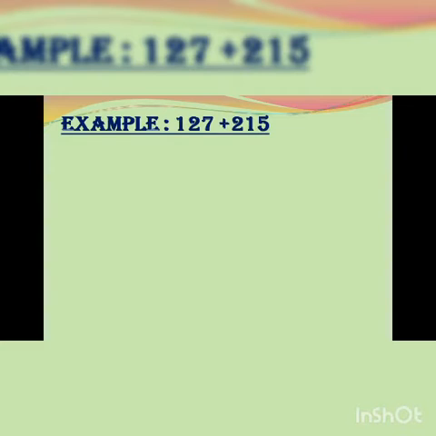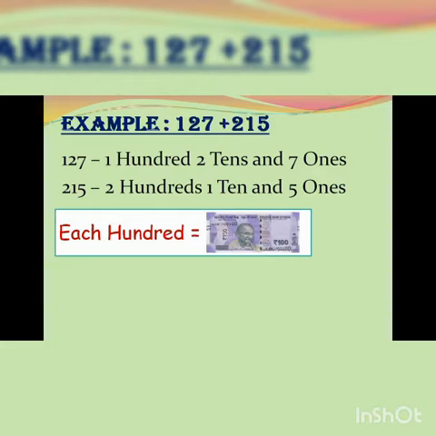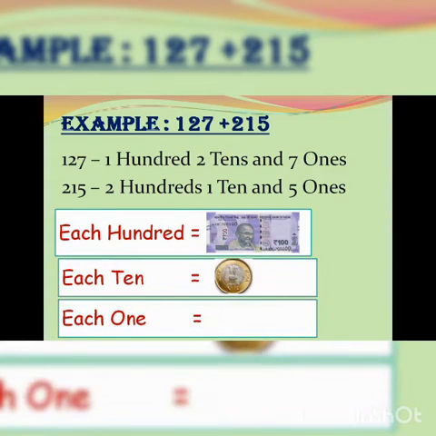Add the numbers 127 and 215. So let's start. Let us regroup them into hundreds, tens and ones and then add them. So there are 1 hundred, 2 tens and 7 ones in 127 and 2 hundreds, 1 ten and 5 ones in 215. Let us represent each 100 with a 100 rupee, each 10 with a 10 rupee and each 1 with a 1 rupee.